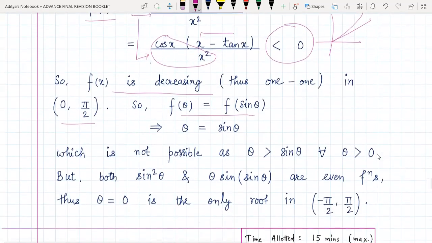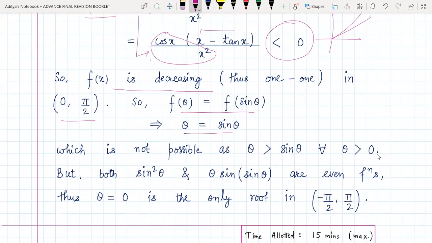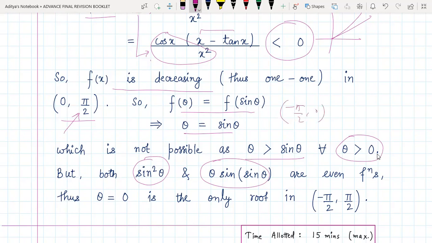So when we are saying that f of theta equals f of sine theta, it would imply that theta is equal to sine theta. But this is not possible because for all acute and even positive theta, we know that theta is always greater than sine theta. So they cannot be equal. So there will be no root in this interval. But we observe that this and this are both even functions. So if they don't have any solution in 0 to pi by 2, they won't have any solution in minus pi by 2 to 0 also, right? So the only solution is theta equal to 0 in this particular interval.